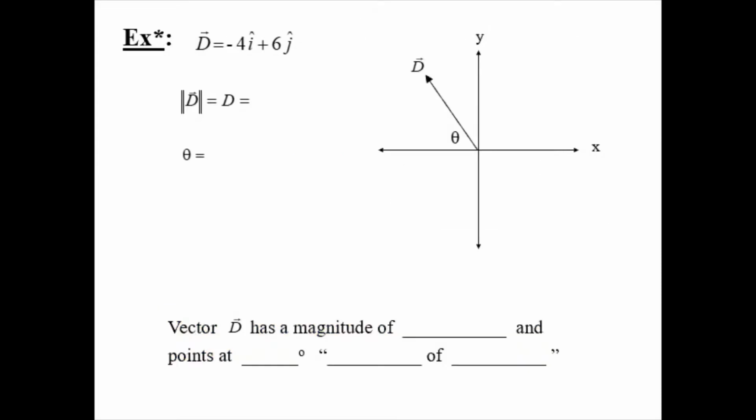And of course, the only way to get good at this is to practice it yourself. So at this point, you will pause the video, and I want you to convert vector d, which is minus 4i plus 6j, into magnitude direction form, and then fill in the statement at the bottom of this slide. So pause the video and see if you can do this.